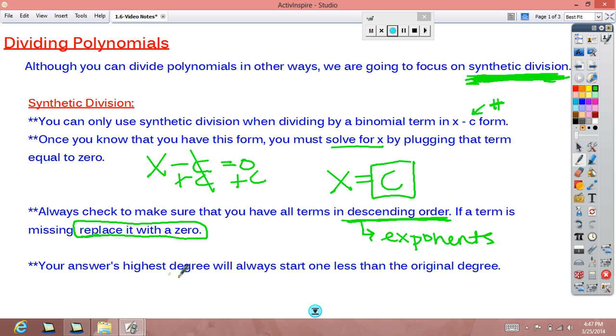Your answer's highest degree will always start one less, and this is exponent. When it talks about degree, that means exponent. So your answer's highest degree will always start one less exponent than the original degree. The reason for that is that we're dividing by an x here, so that takes away an x, and my exponent goes down. Alright, so let's try some examples with that. Using synthetic division, I'm going to do this x minus c, solve for c first.